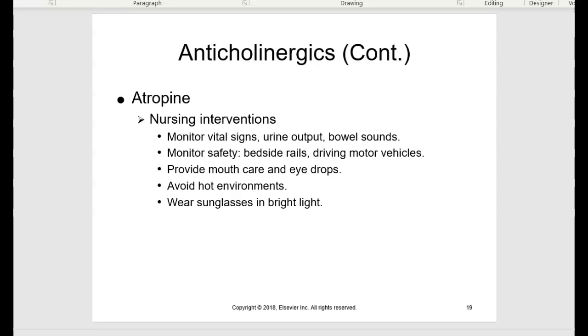Monitor safety, bed rails, driving motor vehicles. We worry about just those safety concerns with the patient. Providing mouth care, eye drops, so hydrating the patient, avoiding hot environments, and wearing sunglasses in bright light. And we're going to go over the nursing process box for atropine in just a second.